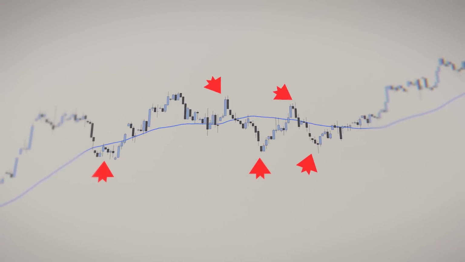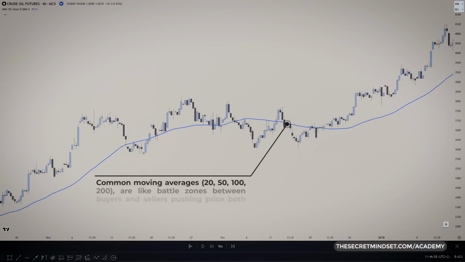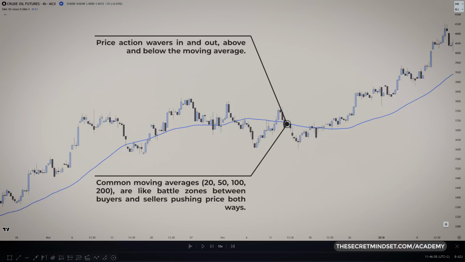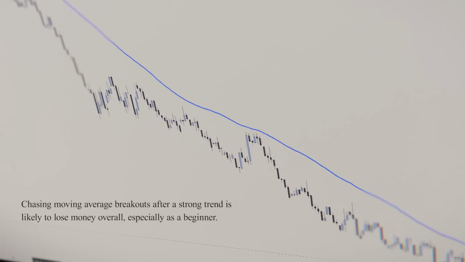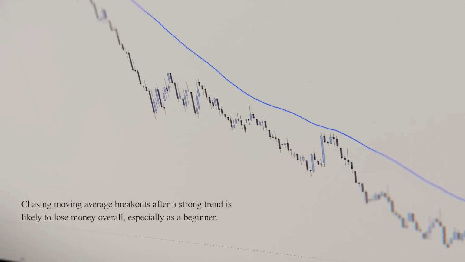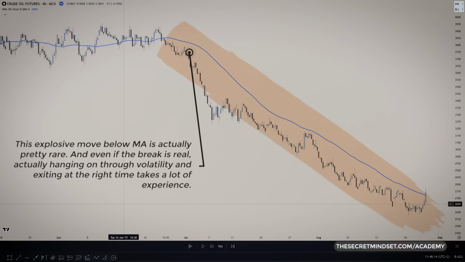As I was losing most of my trades using this signal, I started to understand why it happened. Common moving averages, like the 20, 50, or 200, are like battle zones between buyers and sellers, pushing price both ways. So it makes sense the price action wavers in and out sometimes, before settling again. What really sunk in for me is that chasing moving average breakouts after a strong trend is likely to lose money overall, especially as a beginner. Those massive explosive moves that seem so easy to catch are actually pretty rare, and even if the break is real, actually hanging on through volatility and exiting at the right time takes a lot of experience.